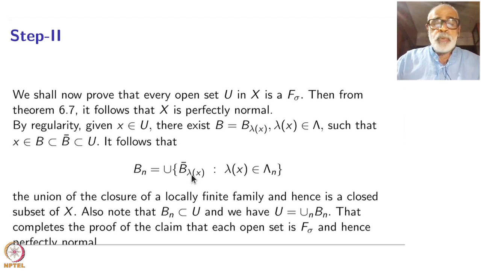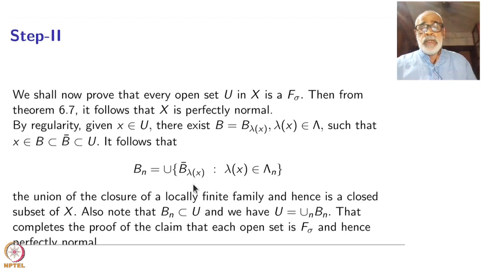It follows that if you put B_n equal to the union of the closures of all these B_λx bars, as λ ranges over Λ_n, this is a locally finite family, hence the union is a closed subset, because this is locally finite. The base curly B was sigma locally finite, so each curly B_n is locally finite. Therefore, B_n's are closed. Also note that B_n is contained inside U because all of the B_λ bars are contained inside U.